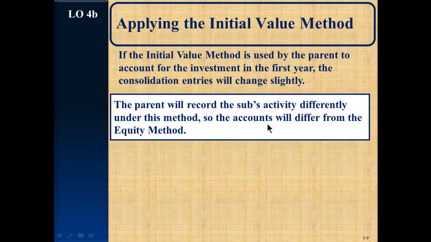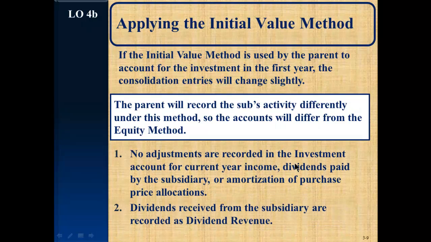Okay, and obviously the accounts that you're going to do your adjustments to are going to differ. And of course, for points 1 and 2, we really have already made the adjustments for current year income and dividends paid, or amortization of purchase price allocations. For the current year income and dividends paid, you're not going to record those in the investment account because you didn't put them in there on your general ledger. And the dividends received are recorded as dividend revenues. So you're going to see in the video lecture for the problem how you handle that. Again, you're going to have to adjust for it on that consolidation, but it's just going to be different accounts than you would have done under the equity method.